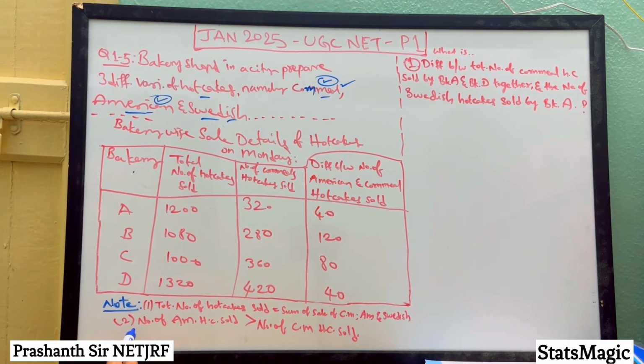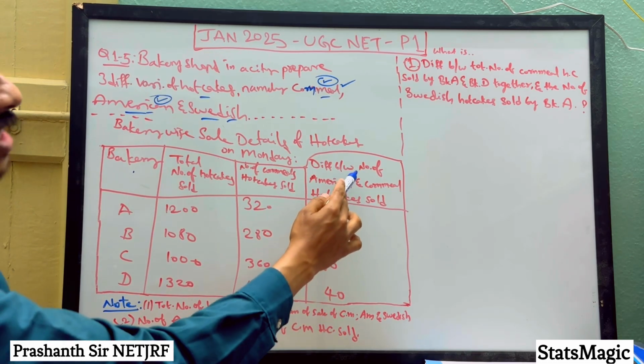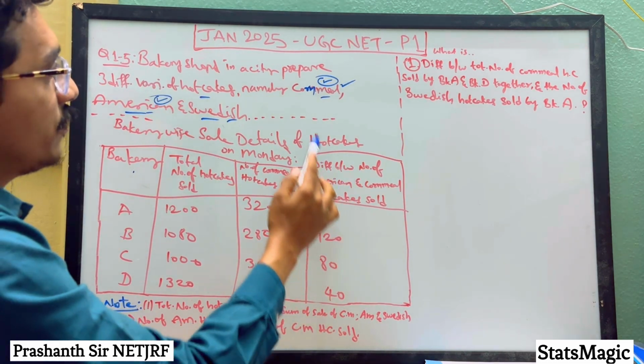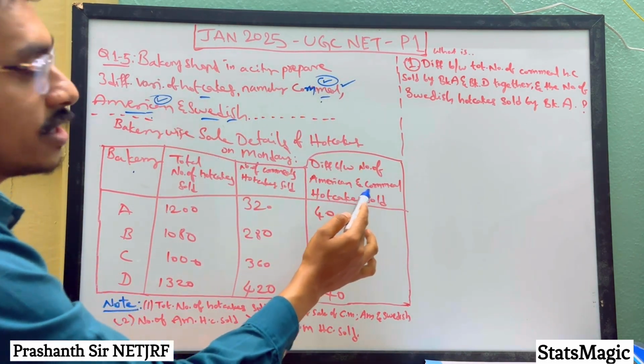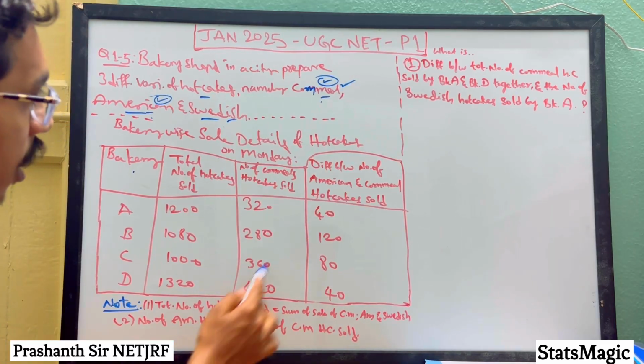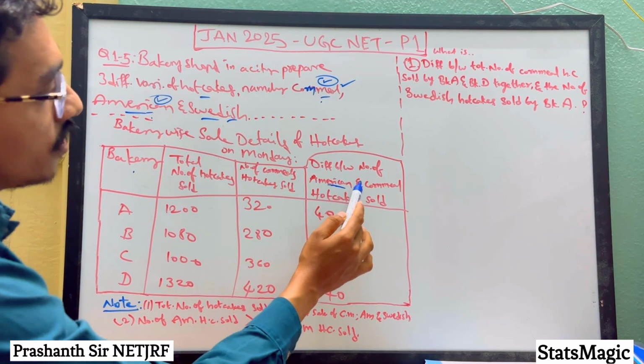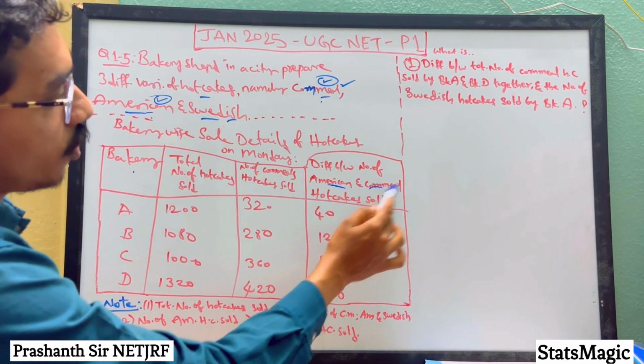And observe the second note also. Here I have written a shortcut: AMHC means American hot cakes. Number of American hot cakes sold is always greater than the number of cornmeal hot cakes sold. So in the last column, please observe, the difference between American and cornmeal hot cakes. They are saying always American, these American hot cakes sold are always greater than cornmeal ones.